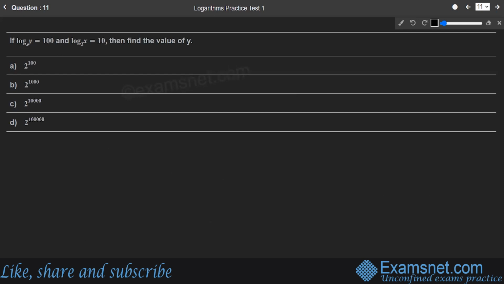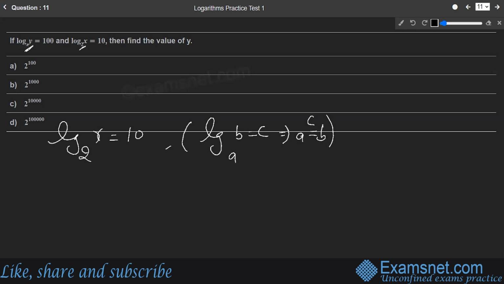Next: log base x of y is equal to 100 and log base 2 of x is equal to 10, then find the value of y. That is what we are supposed to solve. Let us find out. The first thing given is log base 2 of x is equal to 10. Using this we can find the value of x, using the property which says log base a of b is equal to c, whose mathematical form is a to the power c equal to b. So 2 to the power 10 is going to be x. Clearly x is 2 to the power 10, or 1024.